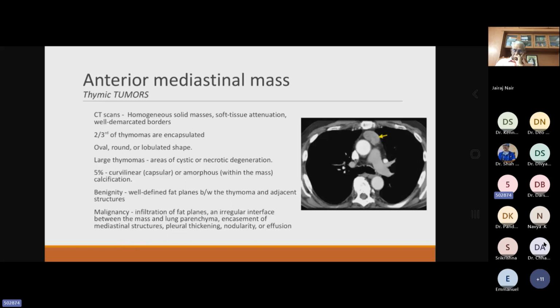In benign conditions, well-defined fat planes between the thymoma and adjacent structures are visible. In malignancy, infiltration of fat planes and an irregular interface between the mass and lung parenchyma are seen, along with encasement of mediastinal structures, pleural thickening, nodularity, and effusion.